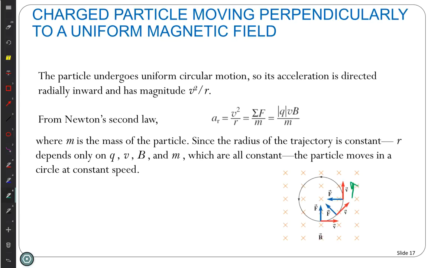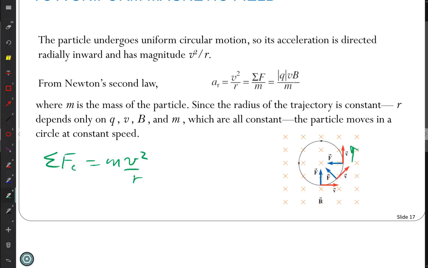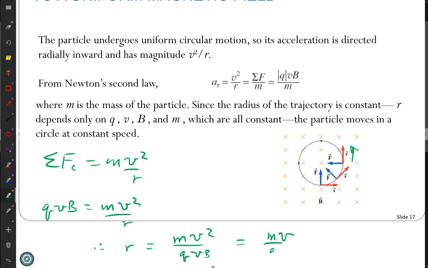Since it's going to do a circle, we know that the acceleration has to be the centripetal acceleration of v squared over r. We can apply Newton's second law and say the sum of the forces toward the center is equal to mv squared over r. The force toward the center, if it's perpendicular, has sine theta equal to 90 degrees. So I'm going to have qvB equals mv squared over r. Therefore, the radius must be equal to mv squared over qvB, which is mv over qB.